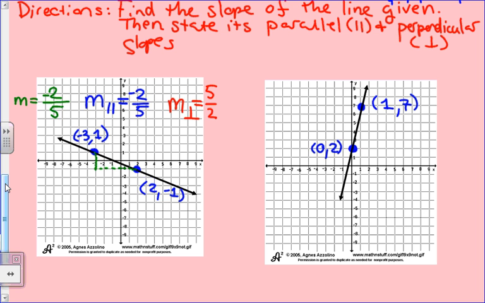Try again on this one. Alright, so farthest left point. This time I have to go up. How many? That's positive 5. And I have to go over how many? 1. You can shorten that to just 5 if you want. Let's do the parallel next. Same, so it's going to be 5 over 1. And now we're going to do perpendicular. Opposite, negative, flip the 5 over 1 over to get negative 1 fifth.